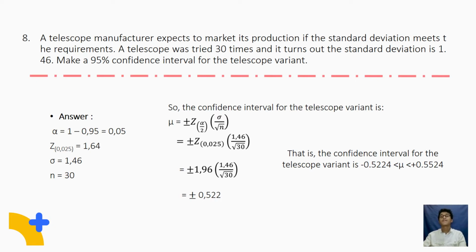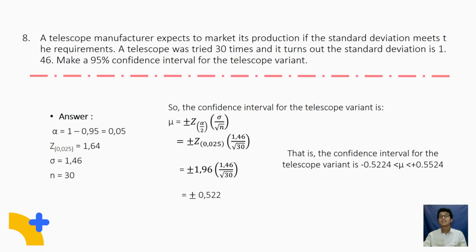Number 8. The answer is alpha equal to 0.05, z 0.025 equal to 1.64, sigma is 1.46 and n is 30. So the confidence interval for the telescope variant is plus or minus 1.96 multiplied by 1.46 over square root 30.